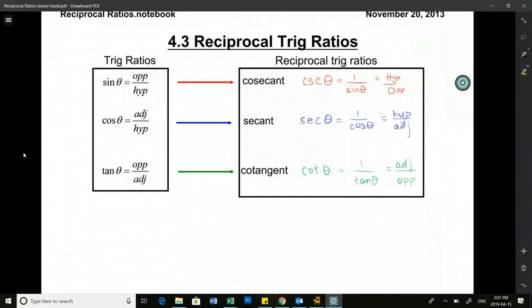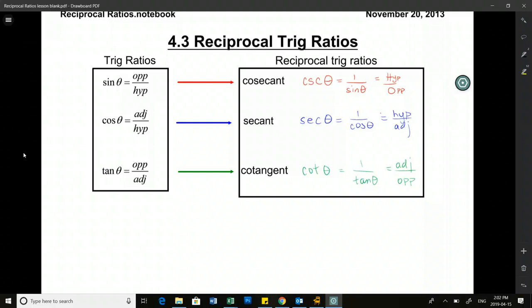Okay, so for our purposes in this course, we really just need to know which one is sine's reciprocal, which one is cosine's, and which one is tangent's. If you decide to take advanced functions in grade 12, you'll learn how to graph these functions and what they actually look like. But for our purposes now, we just want to know that they're the reciprocals of sine, cos, and tan.